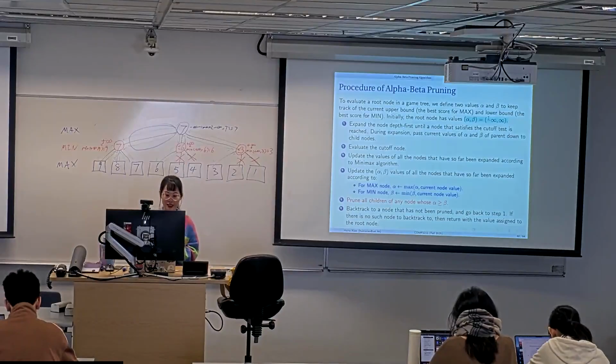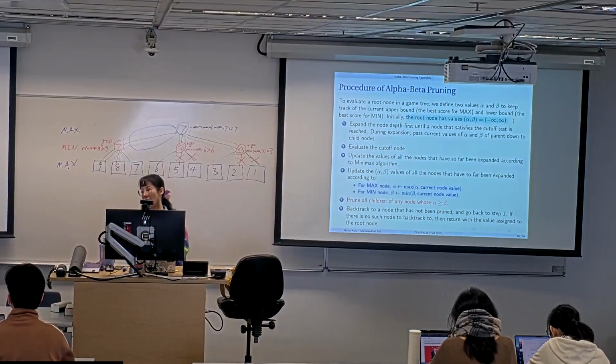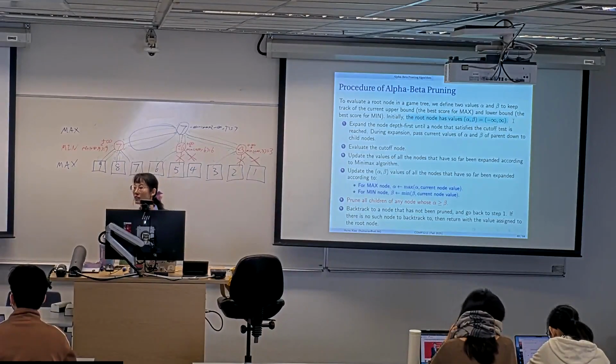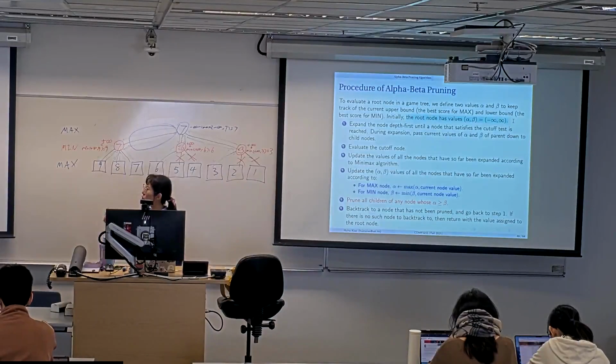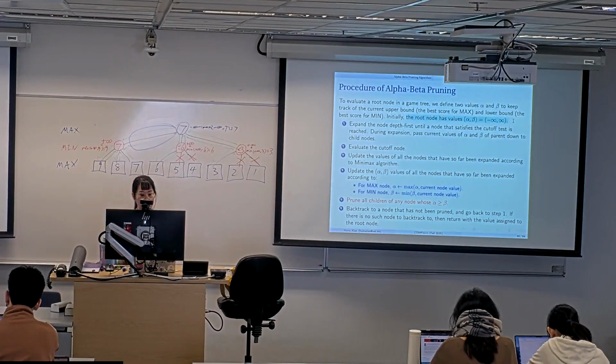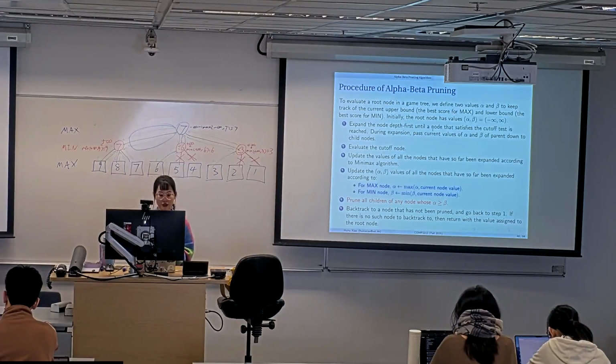Note that this initialization of alpha and beta is somehow different from the initialization of node value, because initially only the root node has alpha and beta values. All other nodes initially don't have alpha and beta values. Just the root node has such two values. But later on we need to pass these alpha beta values to other nodes when we are doing the depth first search. So next we expand the node depth first until a node that satisfies the cutoff test is reached.